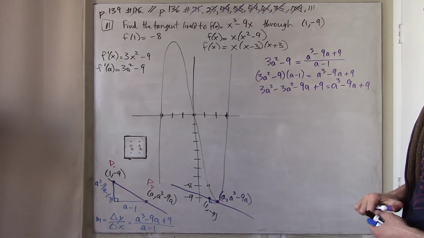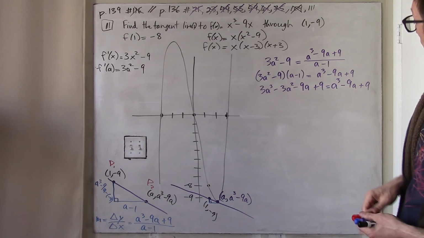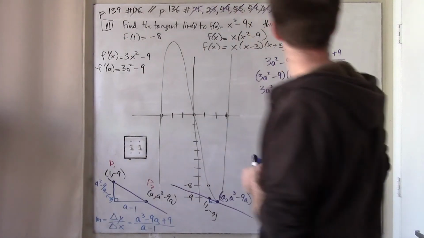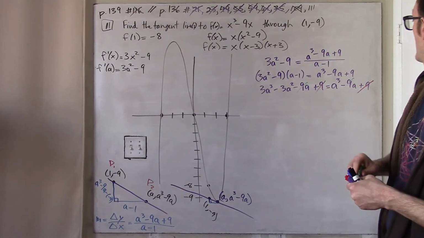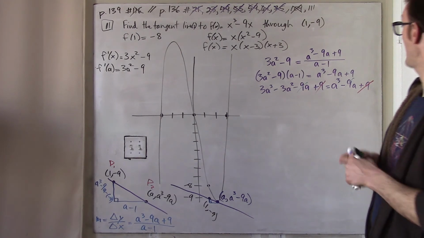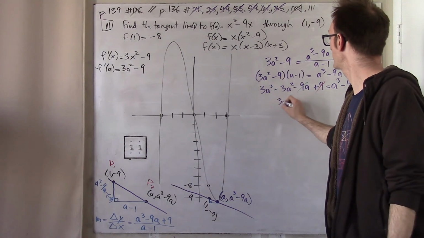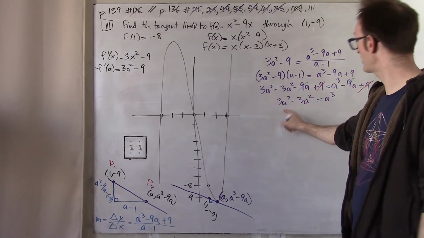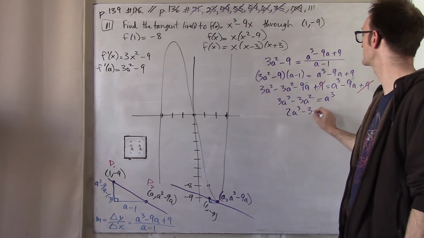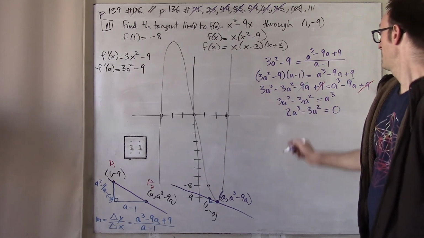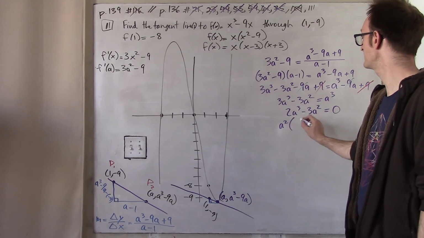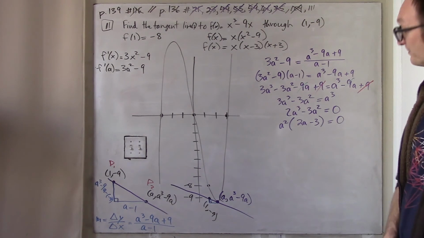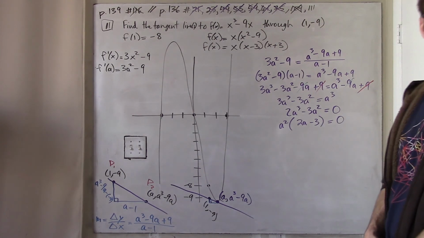So, assuming I've done this correctly, the 9's cancel and also the negative 9a cancels. And so it seems that I just have 3a cubed minus 3a squared equals a cubed. In other words, 2a cubed minus 3a squared equals 0. Factoring an a squared out of this gives me 2a minus 3 equals 0. And therefore, seemingly, I have two solutions to this equation.